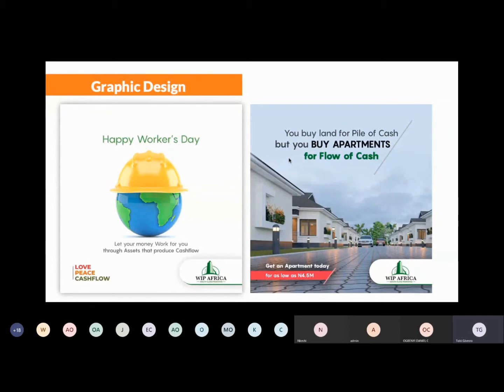And if you rent out a house like this that probably has a swimming pool or something, people will pay like 800K per year, meaning in 5 years you have finished paying for the investment into the apartment, and you start gaining more money. That's what they mean by flow of cash. Now that's the idea they were trying to sell. I don't know if I'm communicating.